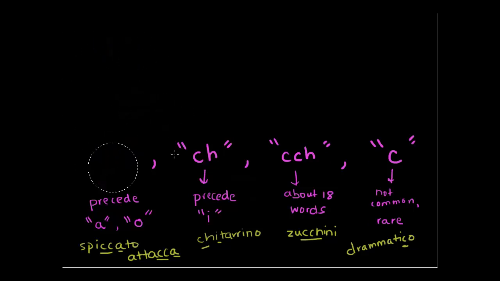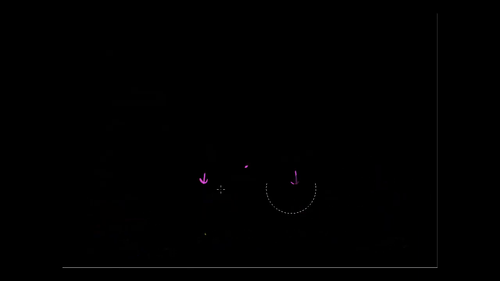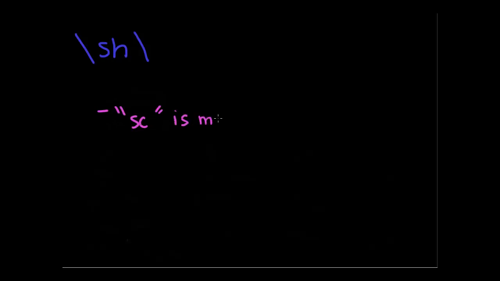Now we can move on to another sound, which is the SH sound. And this is a very cool sound in Italian, pretty cool spelling. Okay, so the sound is sh. And in Italian, there's only one main way to spell it, and the main way is SC. So SC for the sh sound is the main way, and this is going to happen 99% of the time.